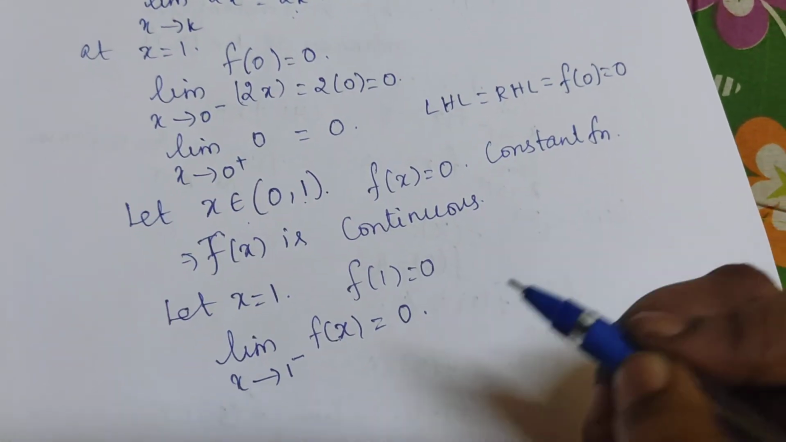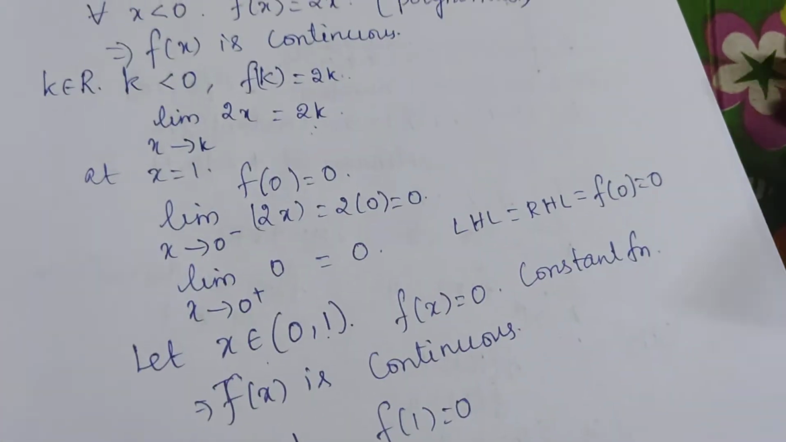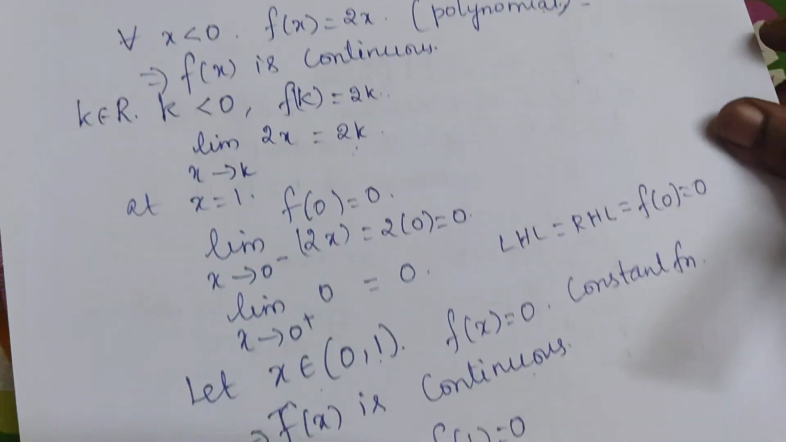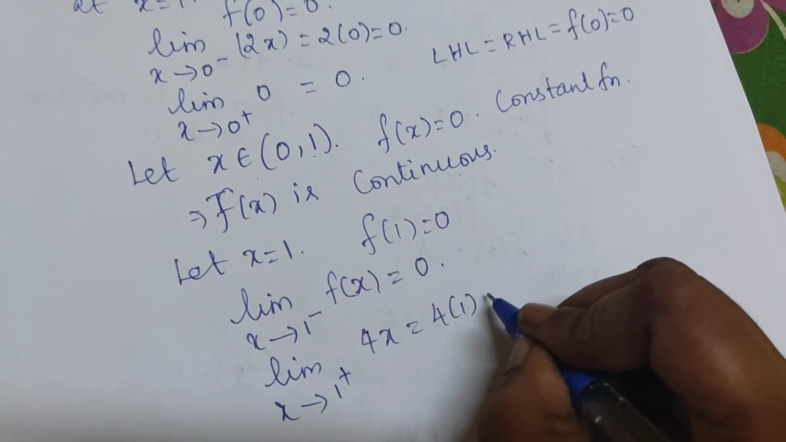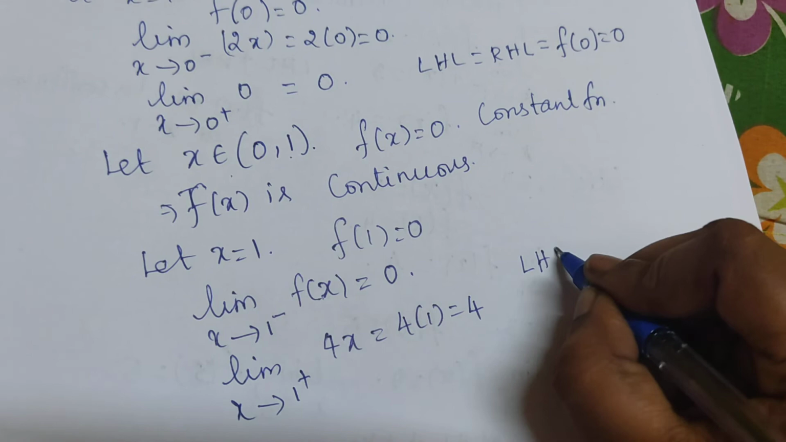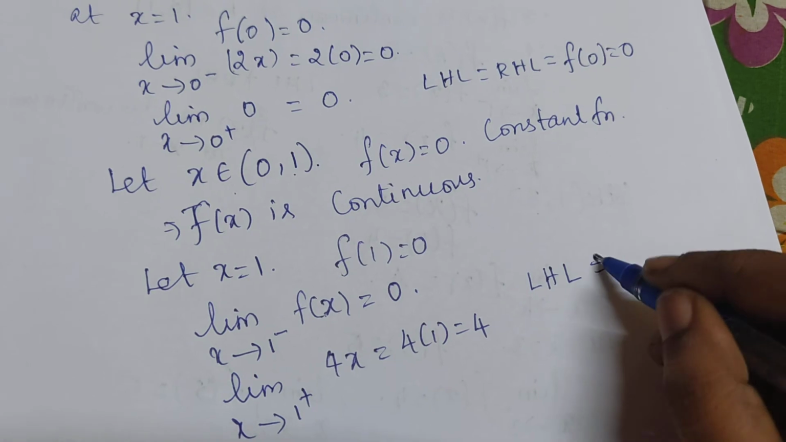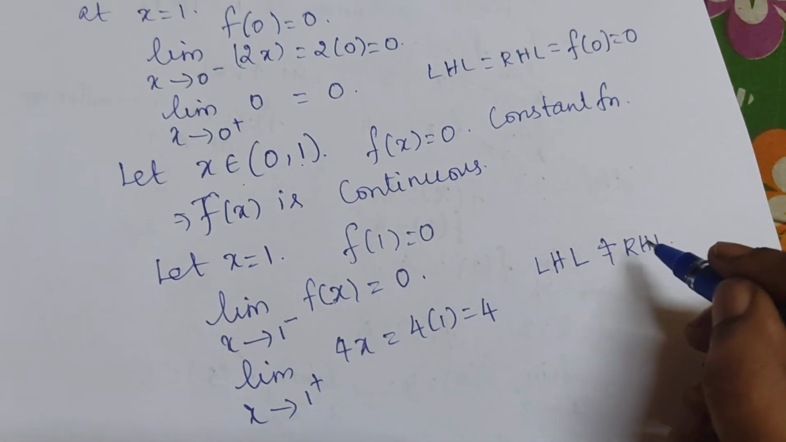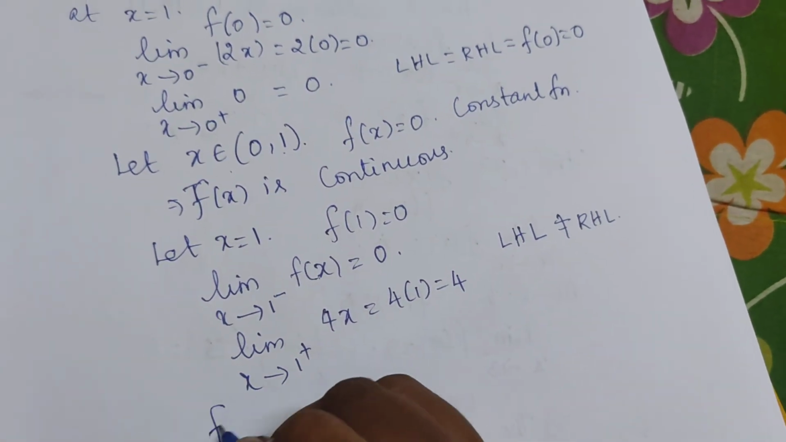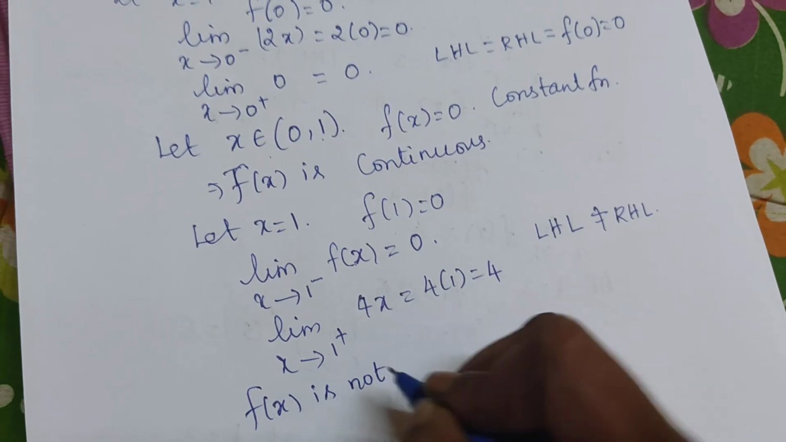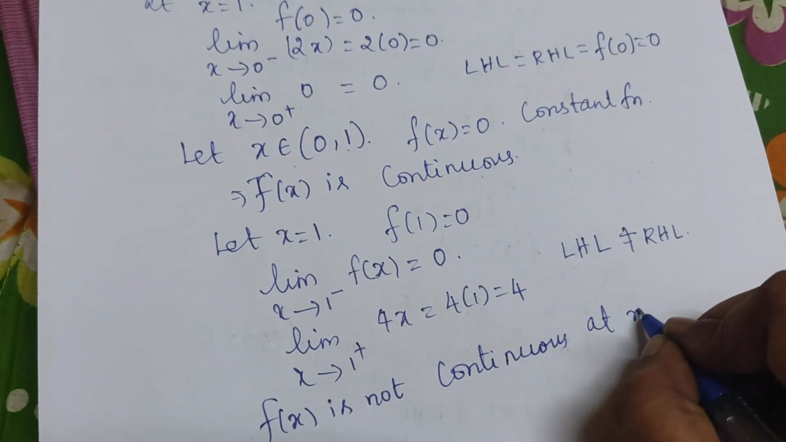Which is 0 only. Now we'll calculate limit x tends to 1 from the right hand neighborhood. In the right hand neighborhood, the function is 4x. So 4x, after substituting 1, it is 4. So here the left hand limit exists and the right hand limit also exists, but they are not equal. So we can say f of x is not continuous at x equal to 1.